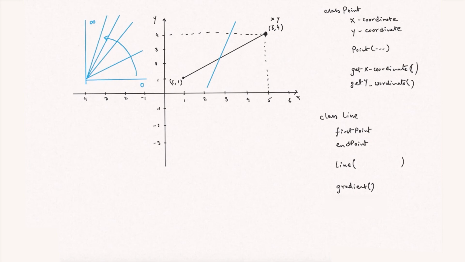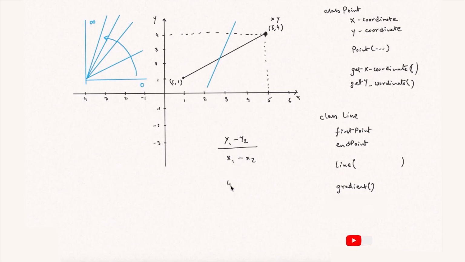And how do we calculate gradient? It's extremely easy. We just take the 2 points, we take their y-coordinates and subtract them from each other first. So we say y1 minus y2, and then we divide by the difference of the x-coordinates. So we can have x1 minus x2. So let's say for this line here, the gradient will be the difference of the y-coordinates divided by the difference of the x-coordinates.